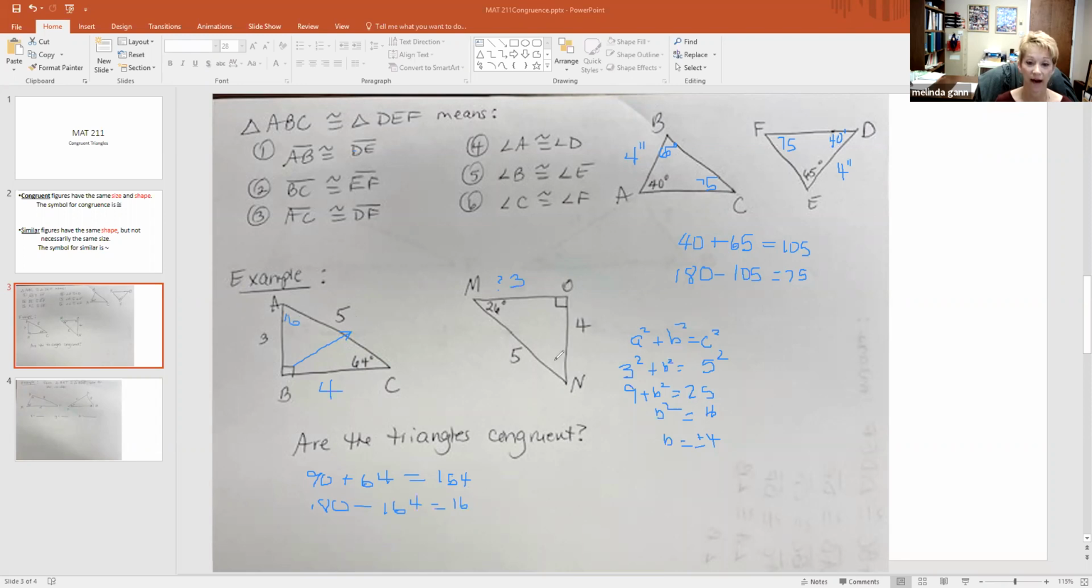Okay. Well, how would I find this missing angle? Well, again, I'd have to add the 90 and the 26.